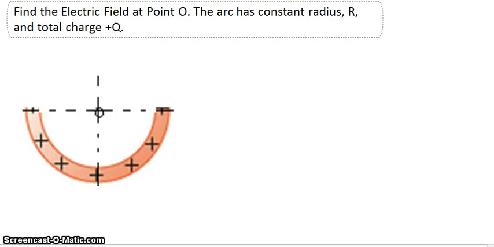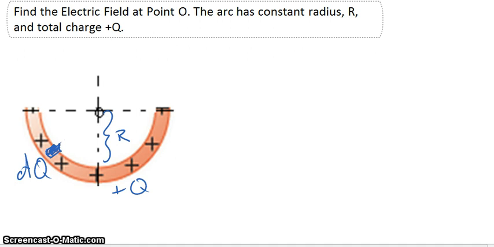This problem demands that we do calculus in order to find the electric field at point O. We know that this arc has a fixed radius of r and total charge of plus q is distributed throughout the whole arc. What we need to do is think of the arc as a collection of infinitely small amounts of charge, dq. Each dq contributes to the total q, and each dq is spread around the arc.